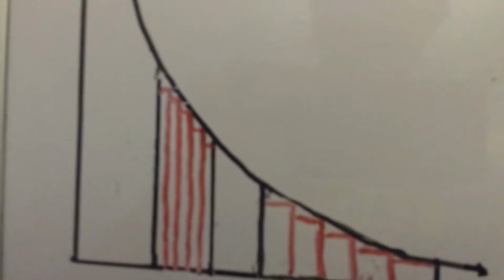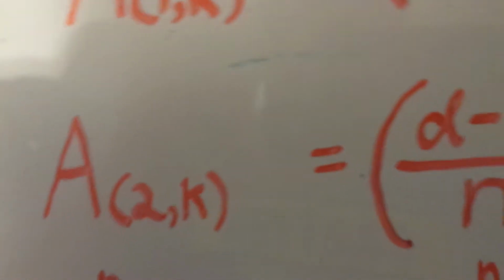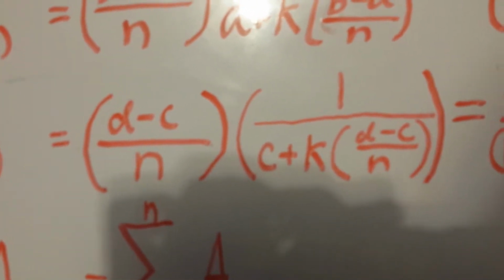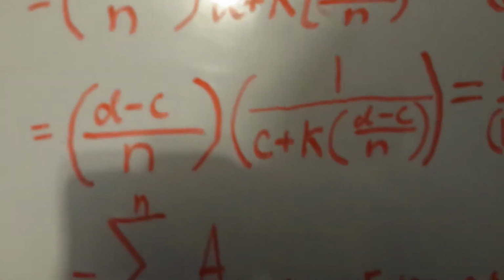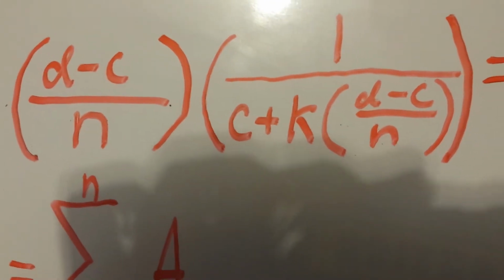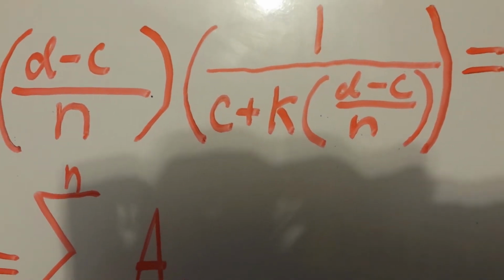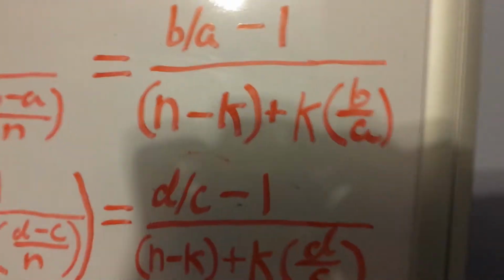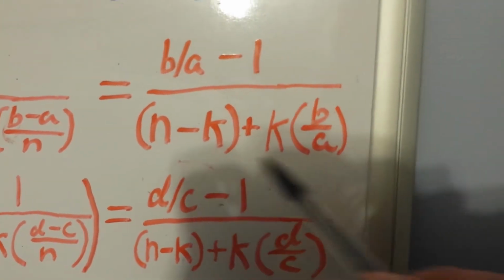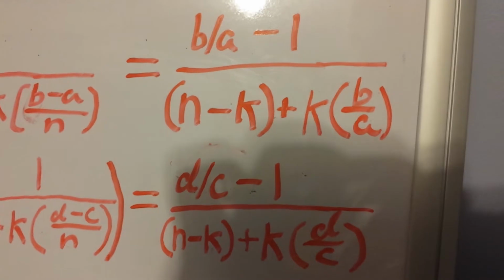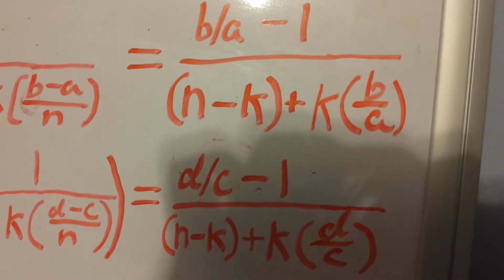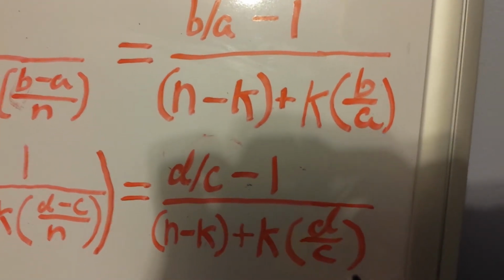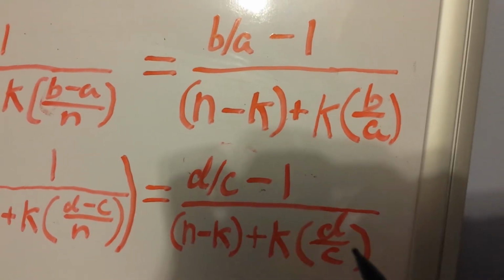then the area of the kth rectangle would be this. And similarly, the same way we did for the kth rectangles for the region between A and B, we can come up with this, and they're the same expression, right? So here's one expression, here's the other, and notice that if b over a is equal to d over c, then these expressions are equal.